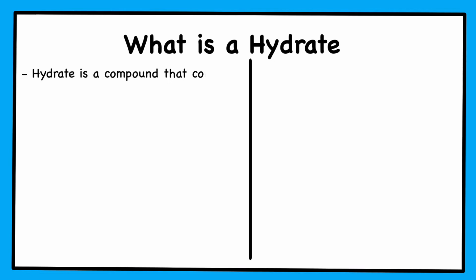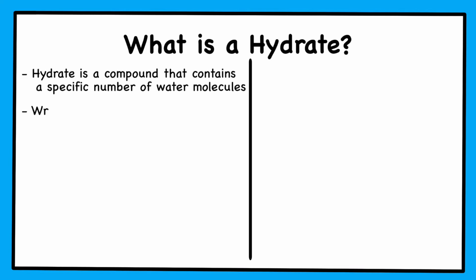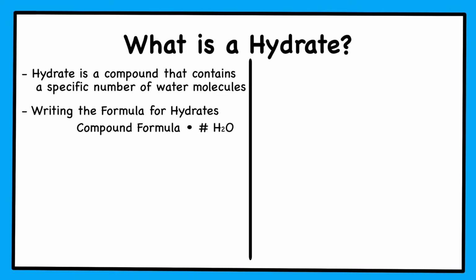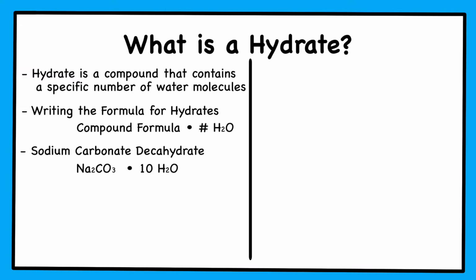A hydrate is a compound that has a specific number of water molecules bound to its atom. When writing the formula of a hydrate, the number of water molecules associated with each formula unit of a compound is written following a dot and the molecular formula. So, sodium carbonate decahydrate would be written Na2CO3 dot 10H2O.